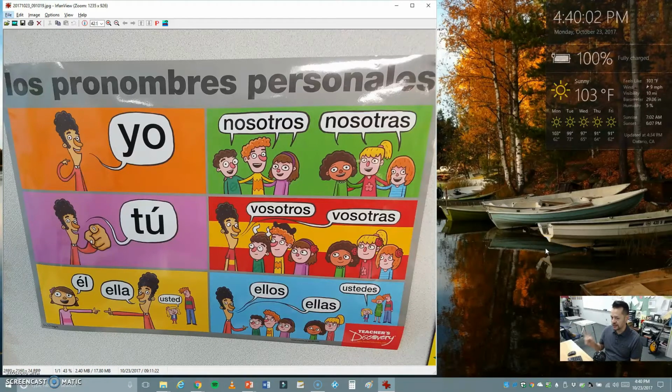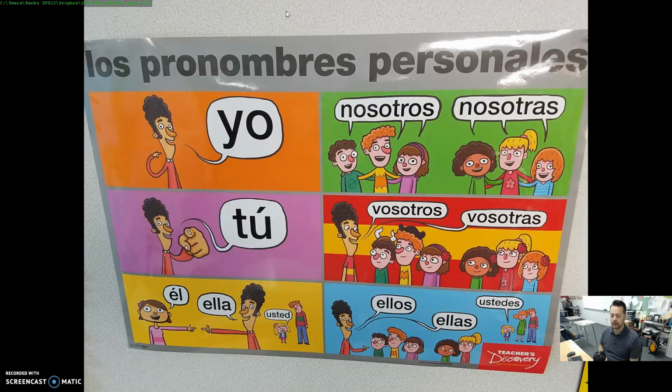All right, I did forget to mention this, that there's a poster in my classroom, and this is it right over here. Let me see if I can try to get a full shot of this. Ta-da! So these cartoon characters are more or less demonstrating how to use I, you, he, she, us, we, they in Spanish.